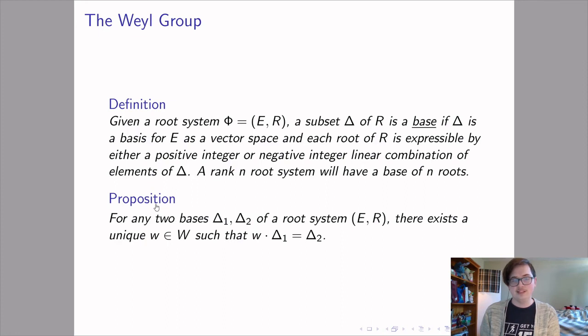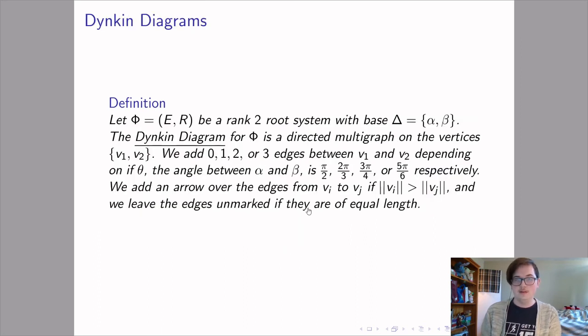Okay, and then from there we get this proposition that for any two bases, delta 1 and delta 2, of a root system E of R, there exists a unique W in our Weyl group such that W acting on delta 1 is delta 2. Okay, and now we'll move on to Dynkin diagrams. So if phi equal to E of R is a rank 2 root system with base delta equal alpha beta, the Dynkin diagram for phi will be a directed multigraph on the vertices v1, v2.